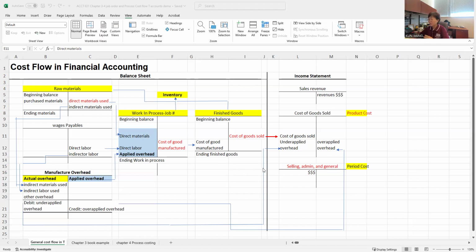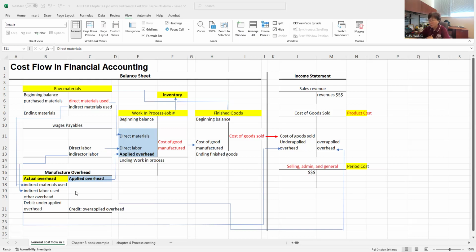In this illustration, we have a balance sheet account and income statement account. On the balance sheet, the cost flow for a manufacturing company will go through three inventory accounts: raw materials, work in process, and then finished goods. Once the products are completed, their cost will be transferred to the cost of goods sold under the income statement. So that's the flow between the two types of financial statements.